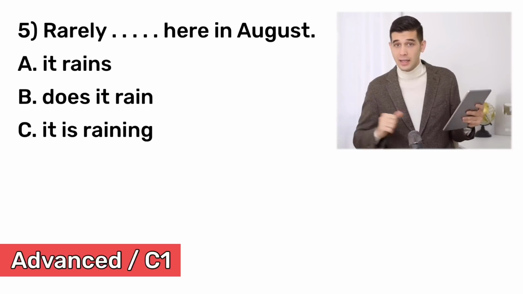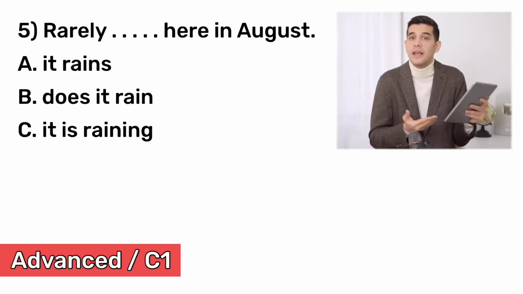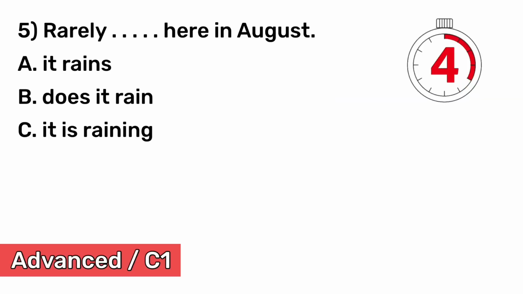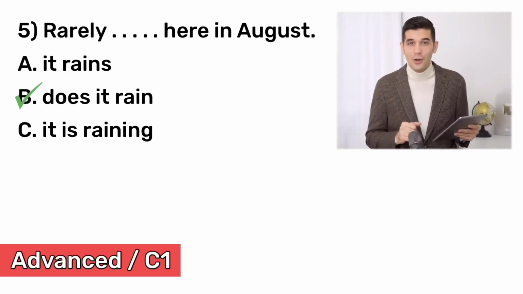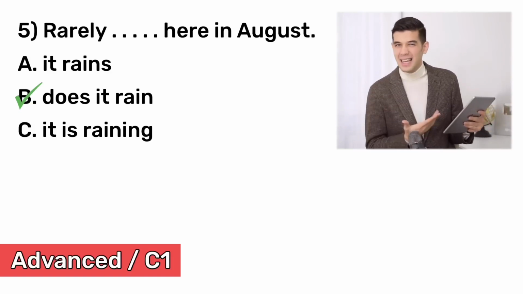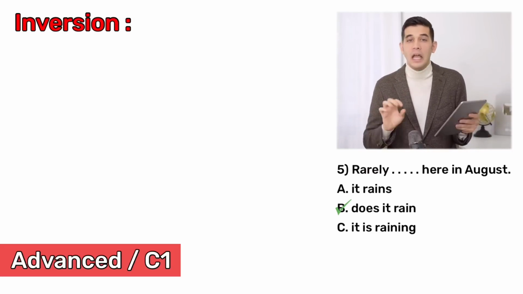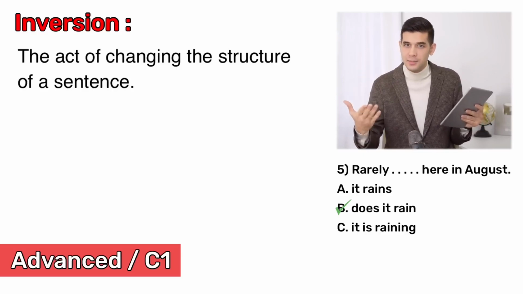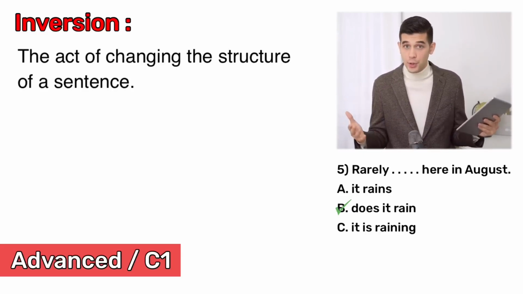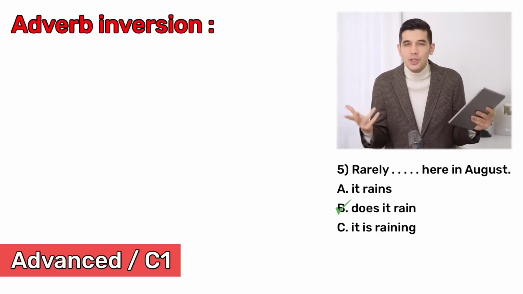Rarely here in August. It rains. Does it rain? It is raining. Rarely does it rain here in August. But why? What kind of a sentence is this? This is inversion. What is inversion? Inversion is the act of changing the structure of a sentence. Now, there are many different kinds of inversions, but a very common one is an adverb inversion. But how do you do it?